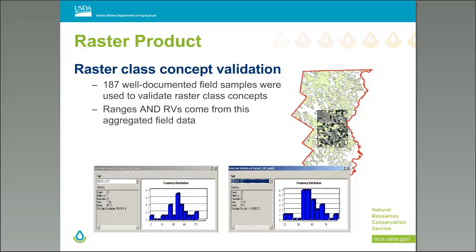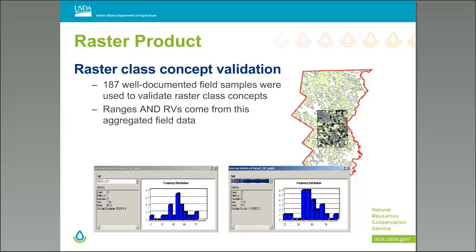So we took all of those points that you saw throughout the whole county, and we used those to determine if there was too much class overlap and if anything needed to be combined. A couple of them were for the raster. But in the end, the raster class concepts were validated using a subset of those points. 187 of the well-documented field samples were used.